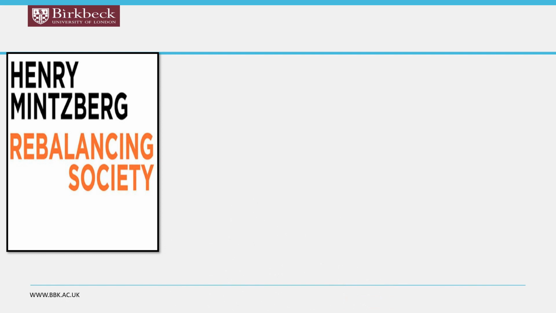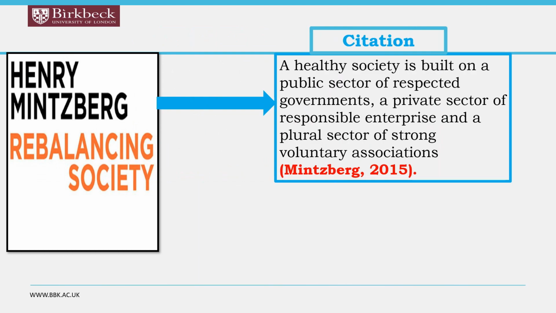I just want to talk very briefly about referencing and citing. So imagine that you've seen this book and you want to use this book in your assignment. You take the words out and you paraphrase these words, you put it into your own words. Then you put the citation, which is the surname of the author, Mintzberg, and the year that the book was published, 2015. Or if it was an organization, then you put the name of the organization and the year that it was published. Never put a website address here.